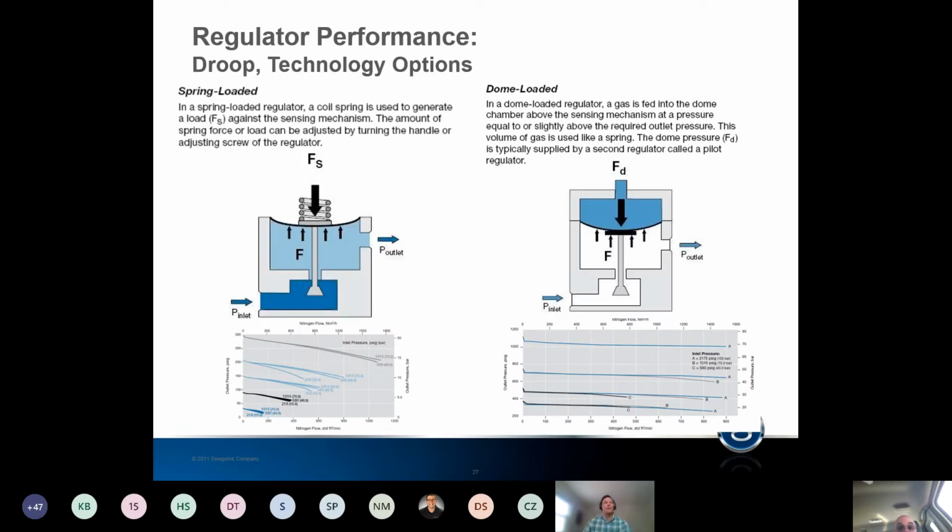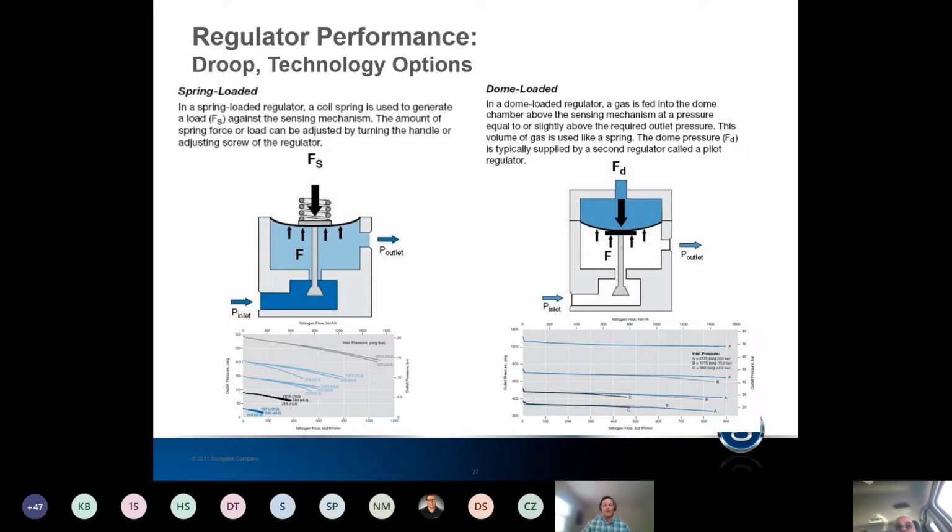Now, we talked a lot about springs and how they drive kind of misbehavior of regulators, right? There is also an option to just get rid of the springs altogether. So dome-loaded regulators swap the spring force, creating F1, for a pressurized dome of gas, creating F1. Everything else in a dome-loaded versus spring-loaded regulator is the same, except for we don't have to deal with the spring rates and changing forces as the poppet moves, right?